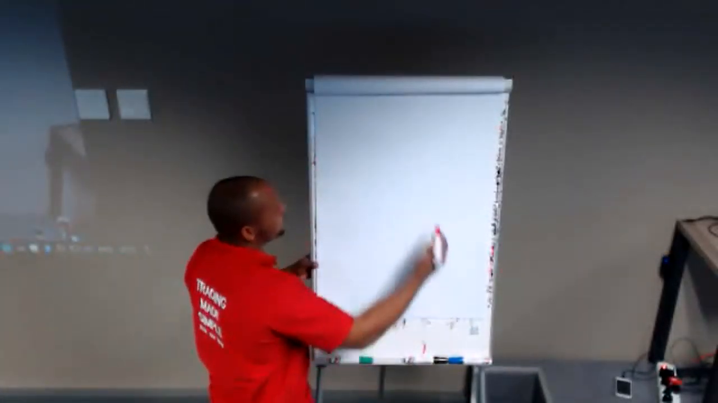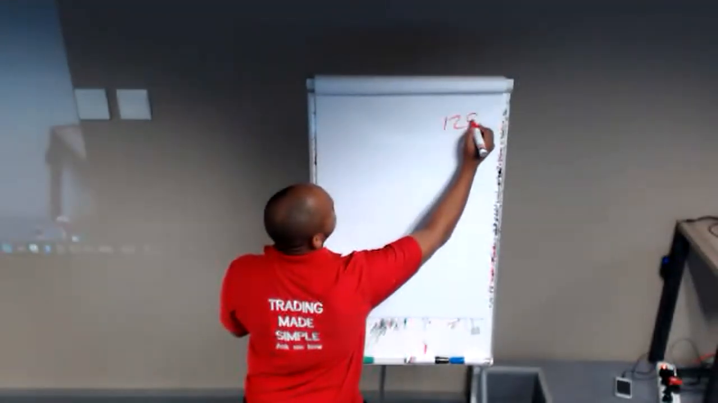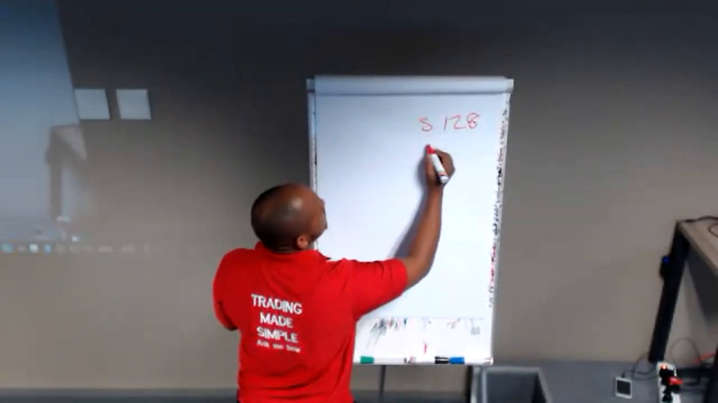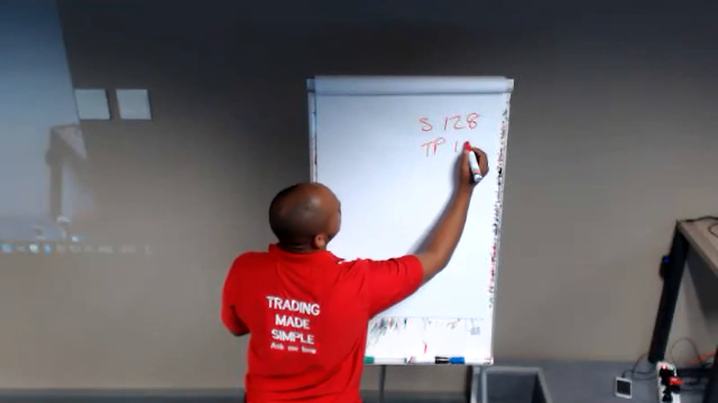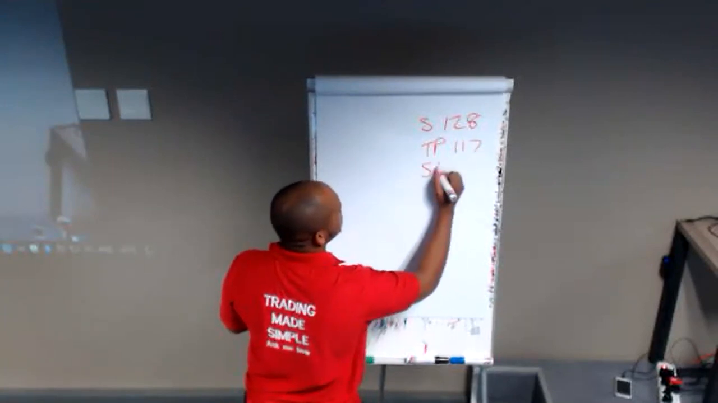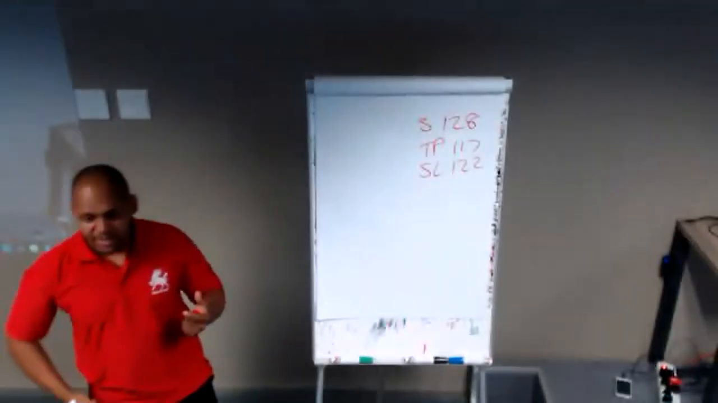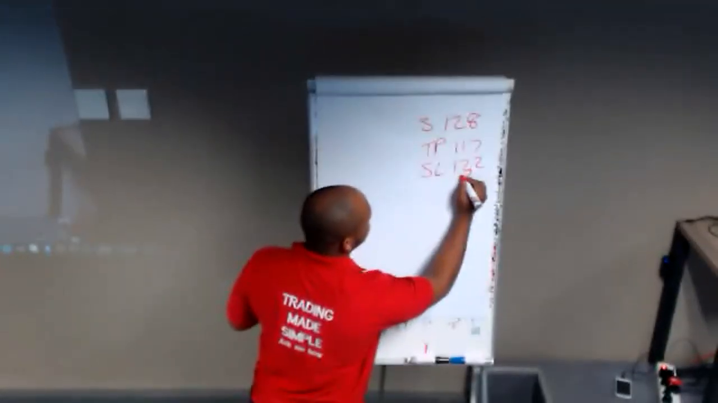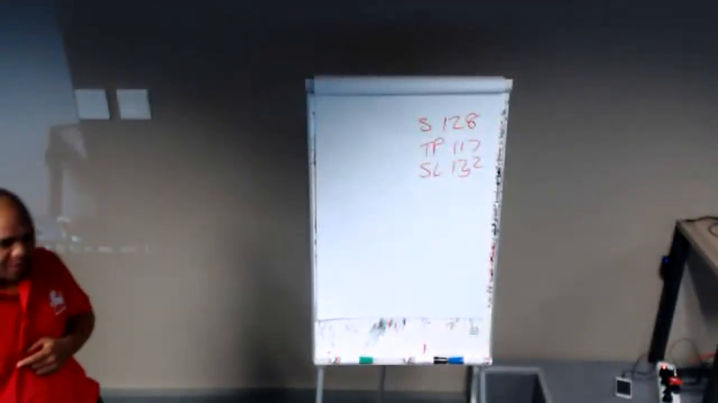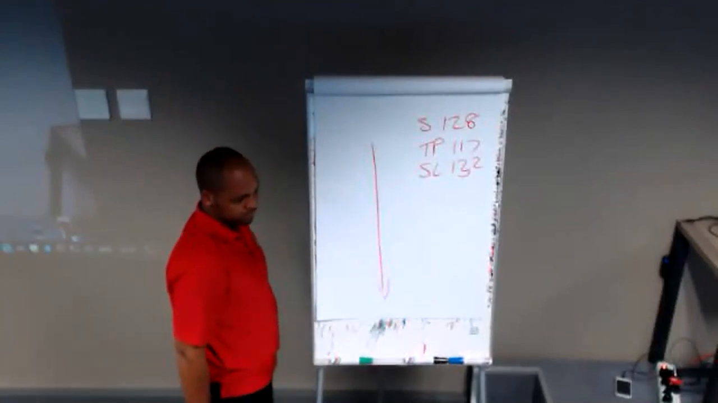Okay. The SMS says we must sell where? Sell at 128. Take profit. Stop loss. Okay. So we are now doing a sell. 132. We are doing a sell, right? Which way are we going when you're doing a sell? Throw an arrow going down.